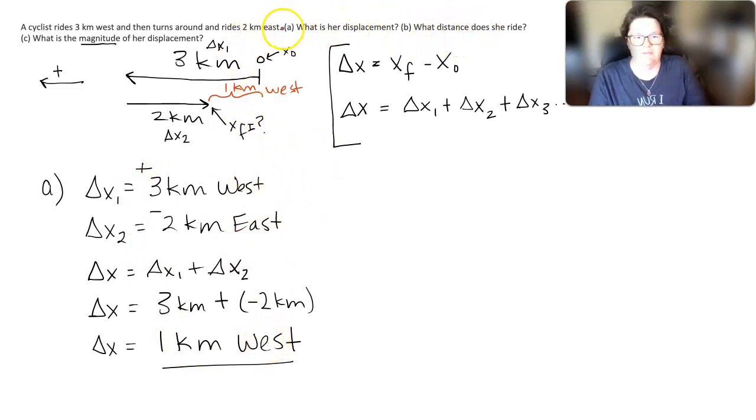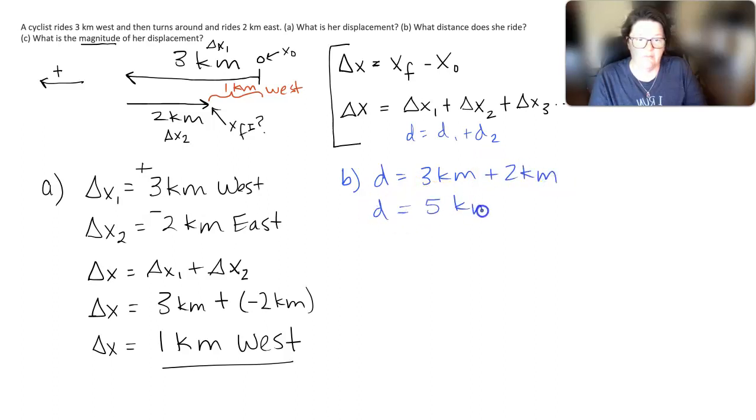So what distance does she ride? Okay, so for distance, again, this is a pretty simple problem. Remember, with distance, if we have multiple distances, we're just going to add them up. And we don't care about right and left, so there are no negative numbers for distance. Everything is positive. You just add them together. So her distance, she went 3 kilometers, and then she went 2 more kilometers. So she went 5 kilometers.